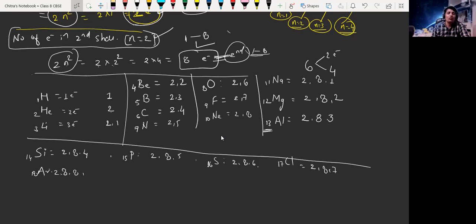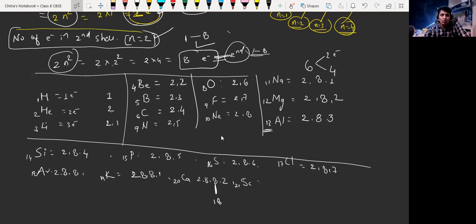Now, a little like the concept will change. So now we have potassium. 2881, sir. Yes, 2881. Then we have calcium. 2882. Yes, it is 20 and 2882. See, if we discuss the next element, we have scandium, 21. So now the number of electrons will increase in the third shell up to 18.